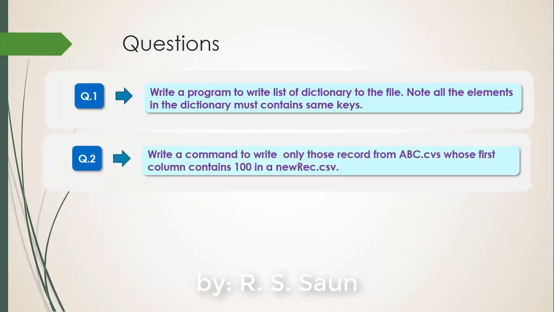Now my next question is, write a command to write only those records from the abc.csv file whose first column contains 100 into a new record.csv. So my mistake, you can correct this as CSV, comma separated values.